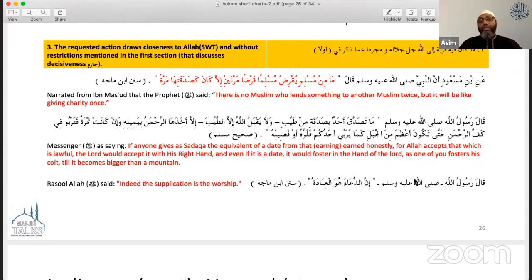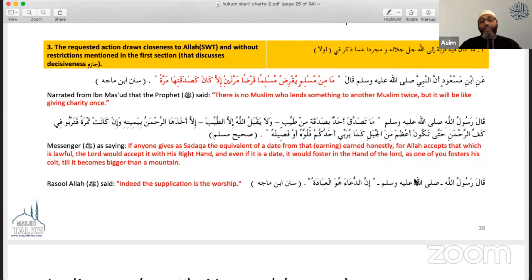And the hadith goes on, it would foster in the hand of the Lord as one of you fosters his colt till it becomes bigger than a mountain. So here is the charity that Rasulullah SAW is recommending the people to give. But as you can see, none of these parts of the hadith carries any of the indicators that will show that it is a jazim. It is something a must on every Muslim to do.